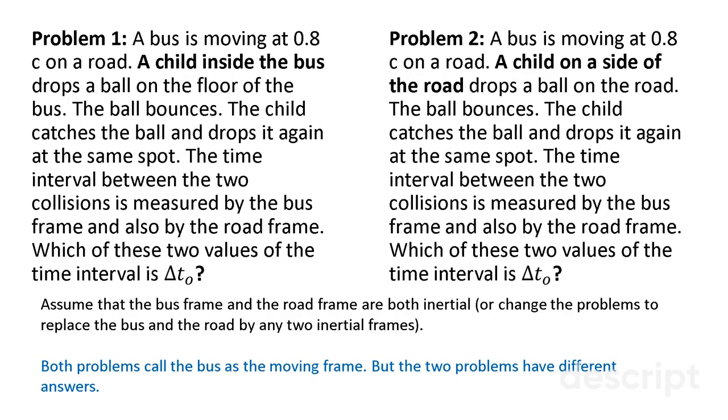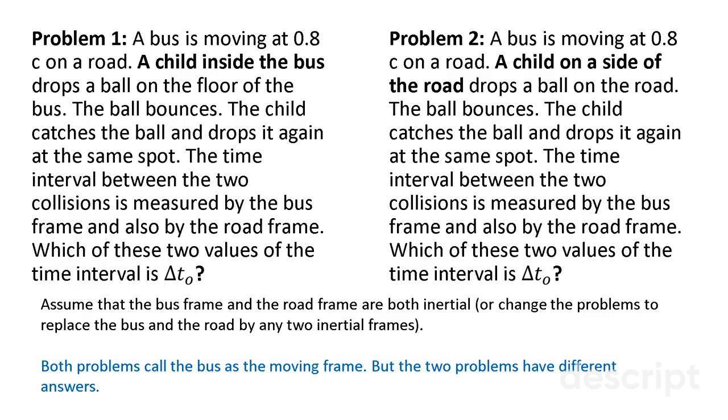We will find the answer by considering two problems. Problem 1. A bus is moving at a speed of 0.8 times the speed of light on a road. A child inside the bus drops a ball on the floor of the bus. The ball bounces. The child catches the ball and drops it again at the same spot. The time interval between the two collisions is measured by the bus frame and also by the road frame. Which of these two values of the time interval is the proper time interval?